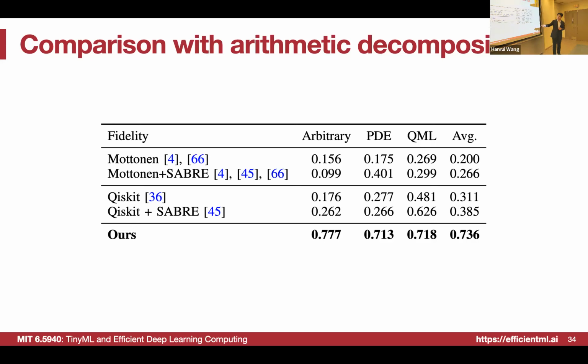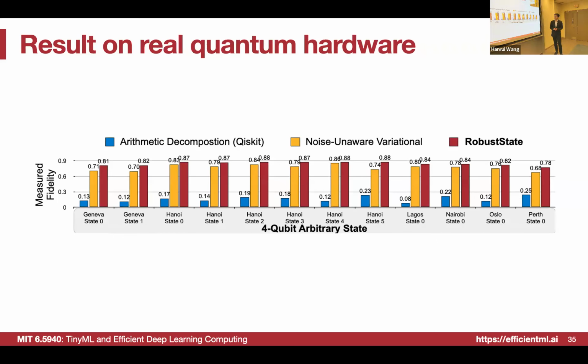So we can compare our result on the actual device with the Mottonen decomposition or Qiskit, and we can see that the fidelity of the gradient proxy is actually higher than the Mottonen or Qiskit results. And also compared on some other devices, like IBM Geneva or some other Hanrui Lagos device, we can see that the robust state method, the gradient proxy, can also achieve the highest fidelity.